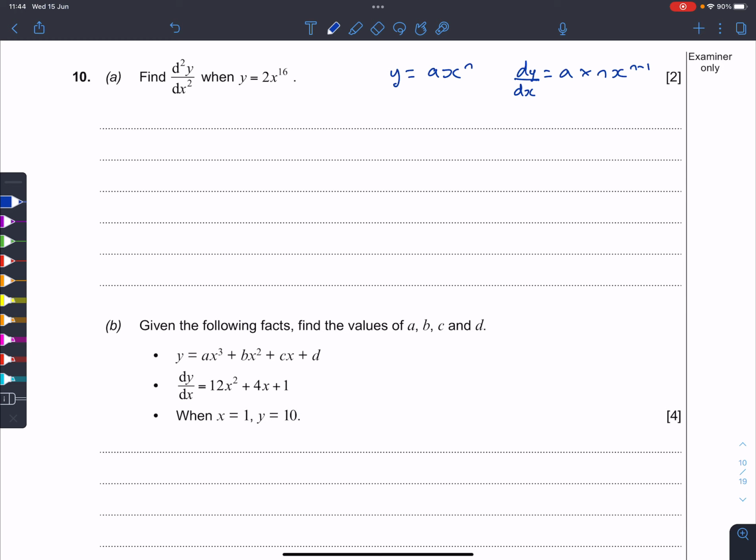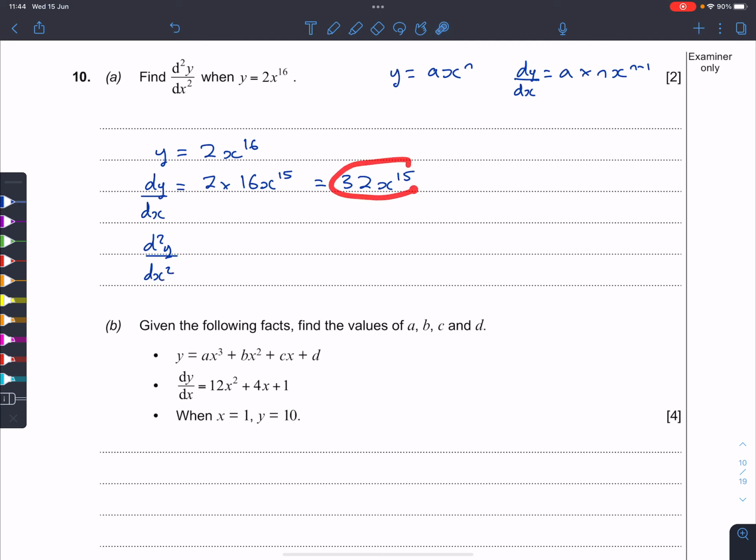So if I have that y is 2x to the 16, then dy by dx is going to be 2 lots of the derivative of x to the 16, which is 16x to the 15, or 32x to the 15. And then for my second derivative, I'm going to differentiate this again.